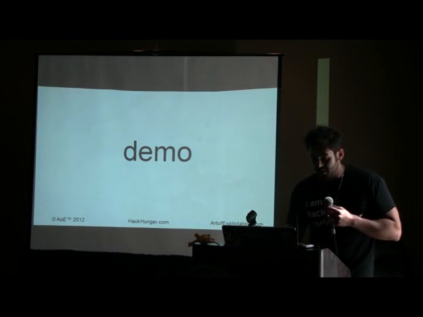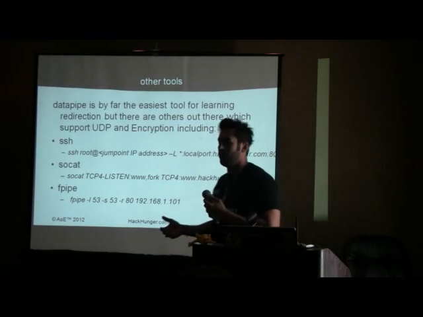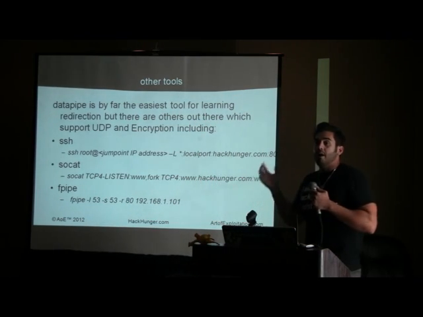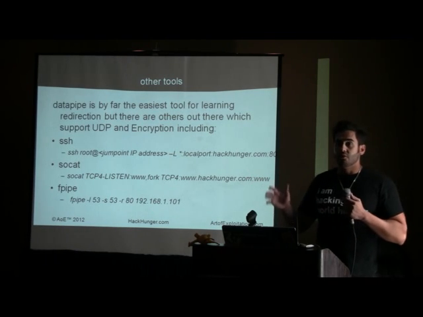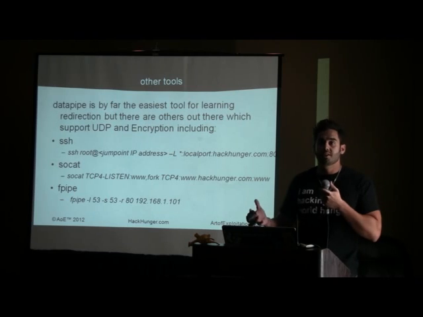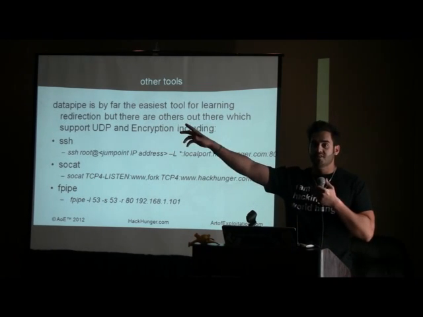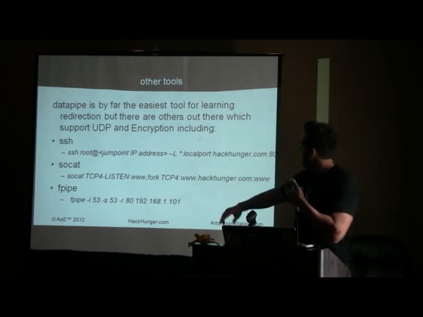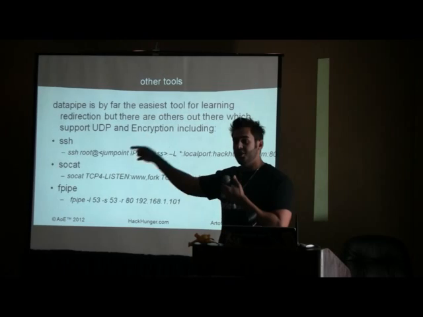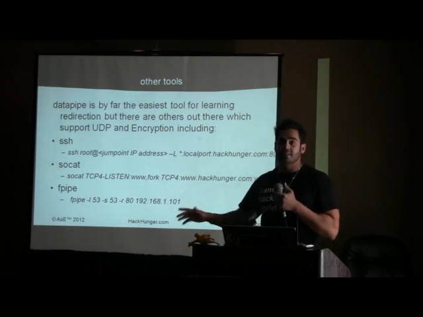All right, so that was the demo. There are other tools out there that can support redirection. Some of them are listed up here. By far, data pipe is the easiest to learn on or teach somebody about redirection because the syntax is so simple. It's listen on this interface on this port and then redirect it to a remote system on that port. SSH can get a little confusing because you've got to SSH to the remote machine, then bind a port to your local box, and then it just gets a little heinous to teach on.